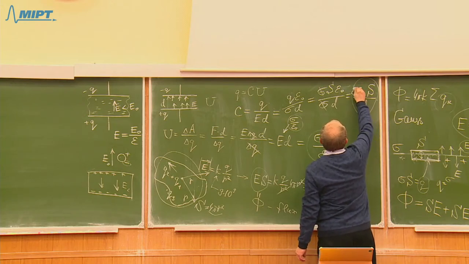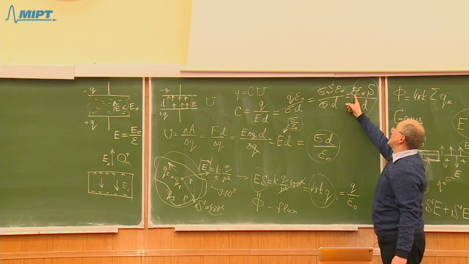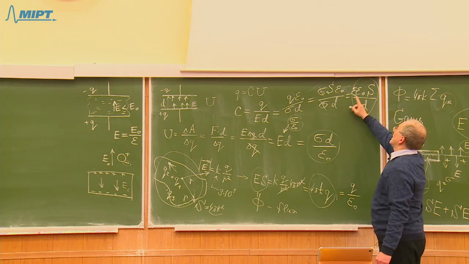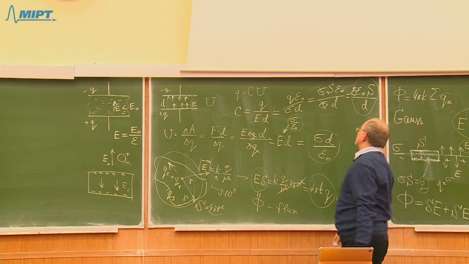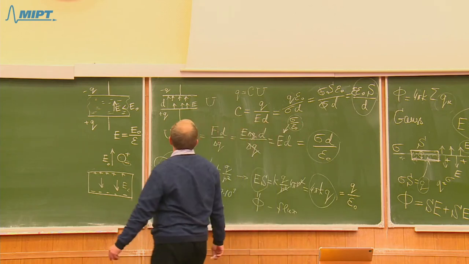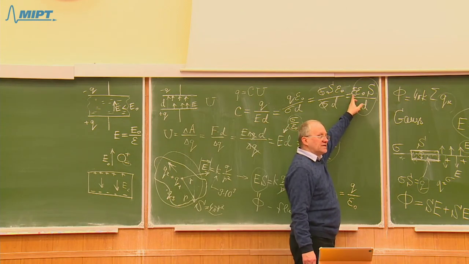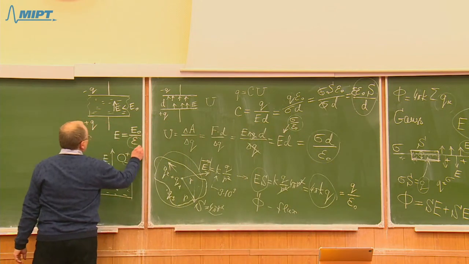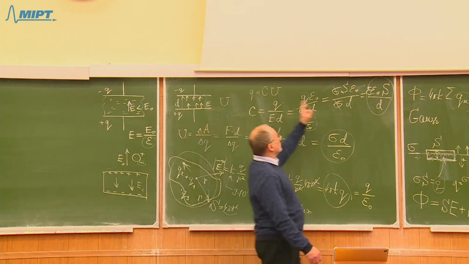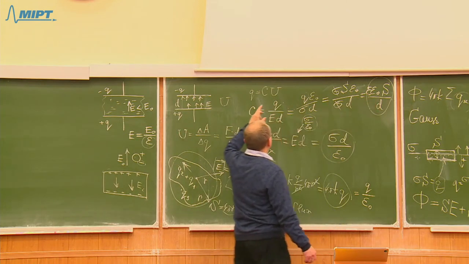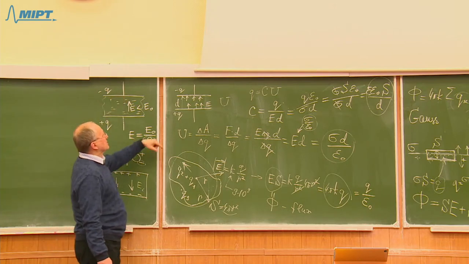In case the capacitor is filled with dielectric material, such will be the formula for the capacitance: epsilon, the dielectric permeability of the material which fills the capacitor, times the electric constant, times the area of the capacitor plates, divided by the distance between the plates. That is the final expression for the capacitance. Capacitance is proportional to the dielectric permeability, and as epsilon is larger than unity, sometimes considerably larger, when we introduce the dielectric between the plates, we increase the capacitance of this capacitor.